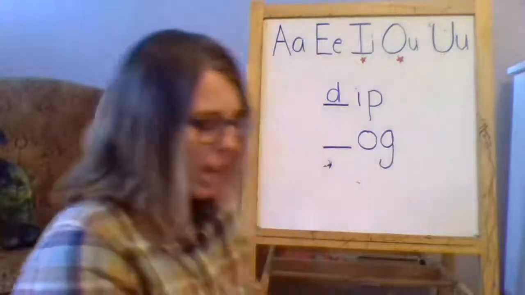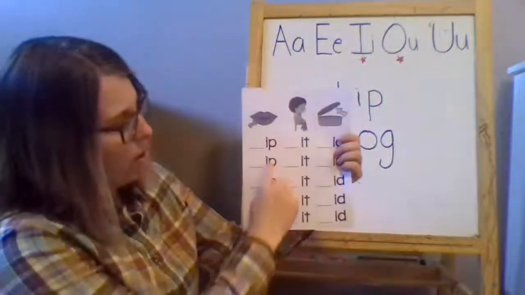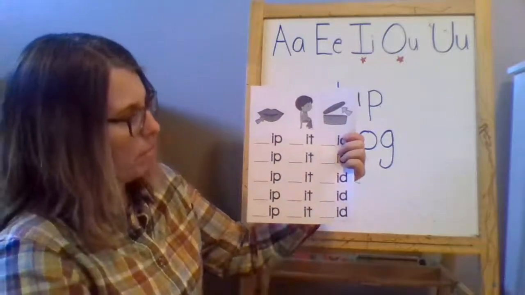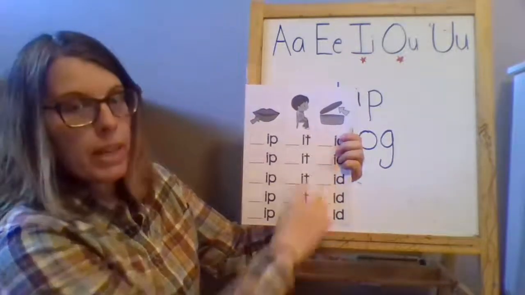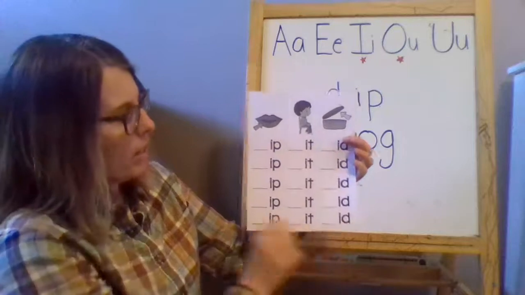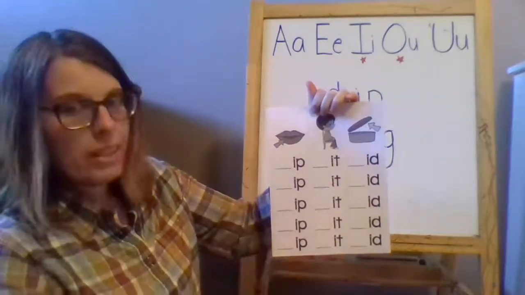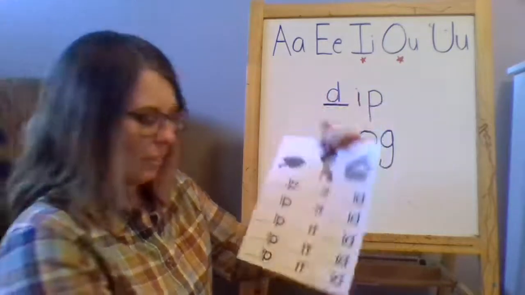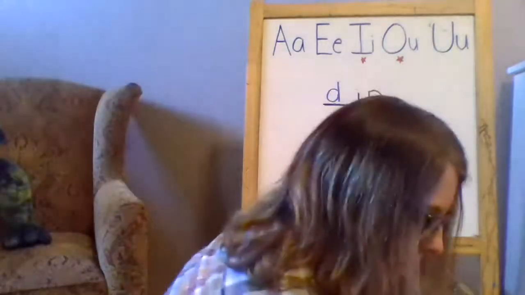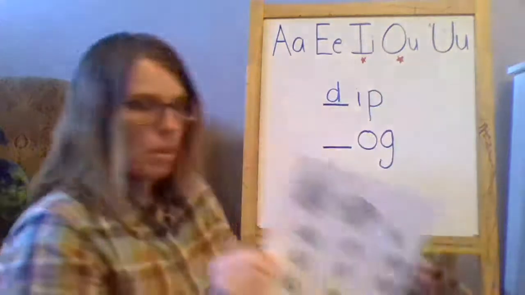Okay, why don't you go ahead and see if you can fill in all the ips here. Okay, and then do the same thing for the its and the ids. When you finish one of the columns, I'd like you to read all the words together and see what you notice. Okay, then let's go on to the baby O's.